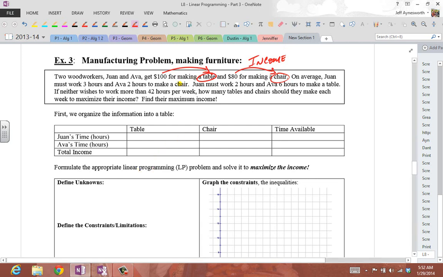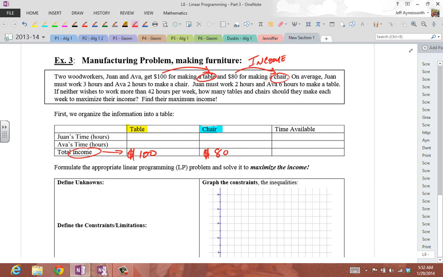So right now, I already know that we've got a table here and a chair here. My income for a table is 100. Juan and Ava make that much, and they get $80 for a chair. So what you want to do is read and bring the information over to the table at the same time. That's usually what I do.